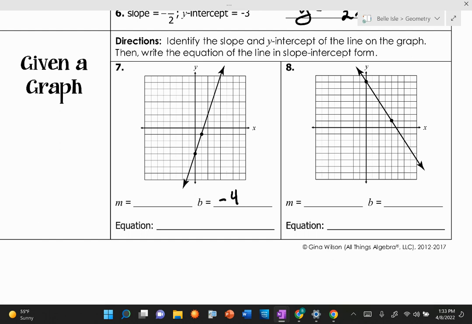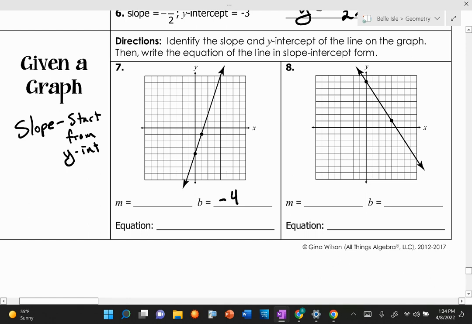It is negative 4 because we have to start at 0, 0, and then you just need to look, do I need to go up or down depending on where the line crosses. So this one you had to go down 4 from the origin. Okay. The slope, I'll start from the y-intercept.